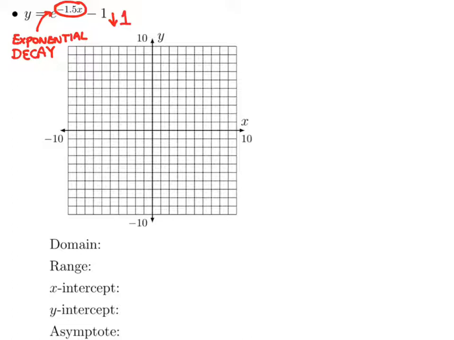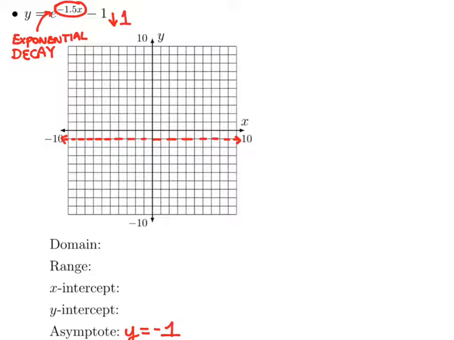You want to make sure that you notice that. That takes the asymptote down to y equals negative 1. Remember, exponential functions, growth or decay, have horizontal asymptotes, and those get adjusted by vertical shifts. This one went down 1, so you've got yourself a horizontal asymptote at negative 1.